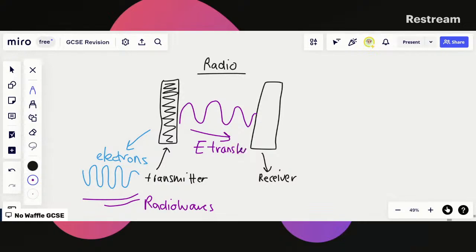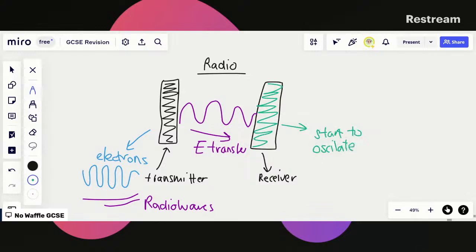So the transmitter contains these electrons that are oscillating, and because they're oscillating, they're producing loads of different charges, and that creates radio waves. The transmitter then emits the radio waves to the receiver, and the receiver absorbs these electromagnetic waves, these radio waves, and then it causes the electrons in the receiver to oscillate as well. And that's pretty much how radio waves work.